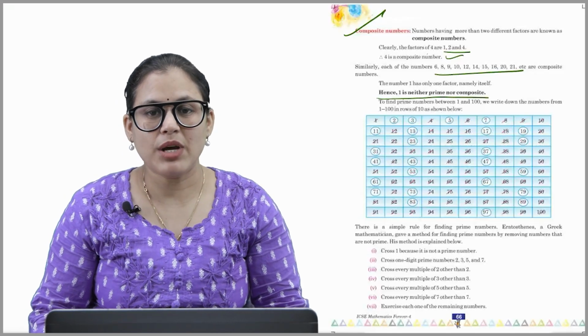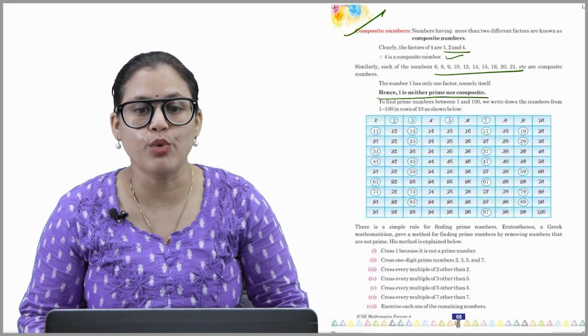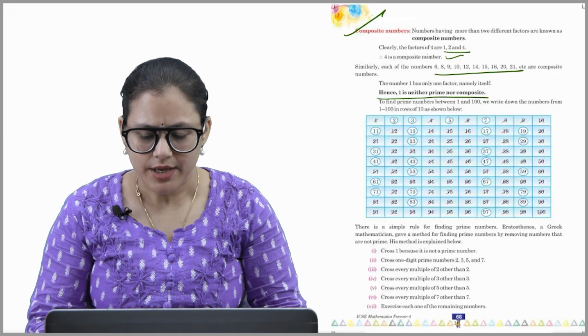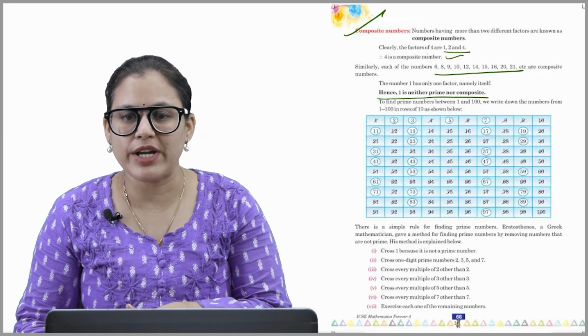To find prime numbers between 1 and 100, we write down the numbers from 1 to 100 in rows of 10 as shown below. Your numbers are written from 1 to 100. So there is a simple rule for finding prime numbers.